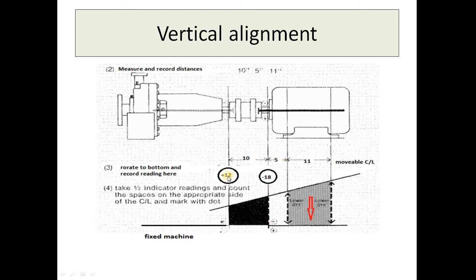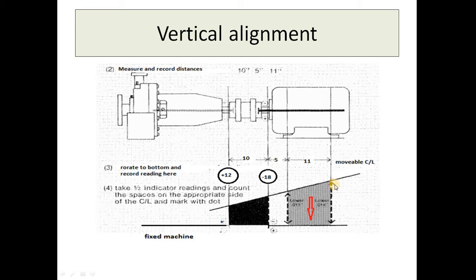We have to take half of this reading. We have to plot half of this reading, 18 reading minus 0.9, and then connect these two points, project it and see where it is cutting the rear foot and where it is cutting the front foot. Then take this measurement.